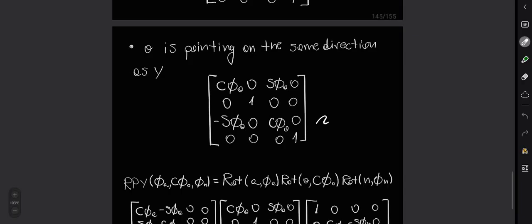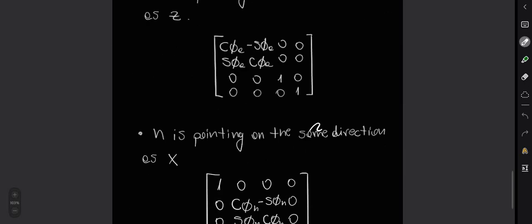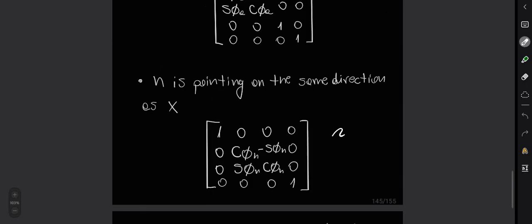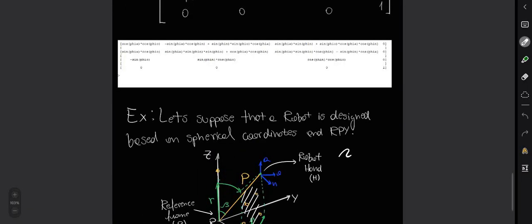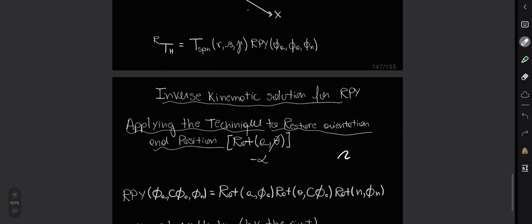And what we have to do is an analysis and see in which direction of the reference frame this axis is pointing, in relation to the other reference system. So we saw that A was pointing in the same direction as Z, and on part 2, I think we discussed the inverse kinematic solution of RPY.